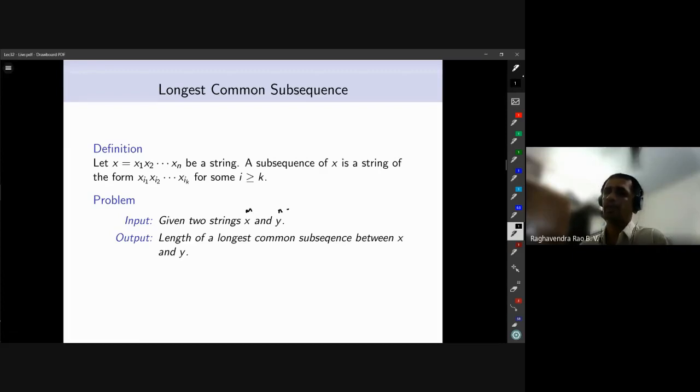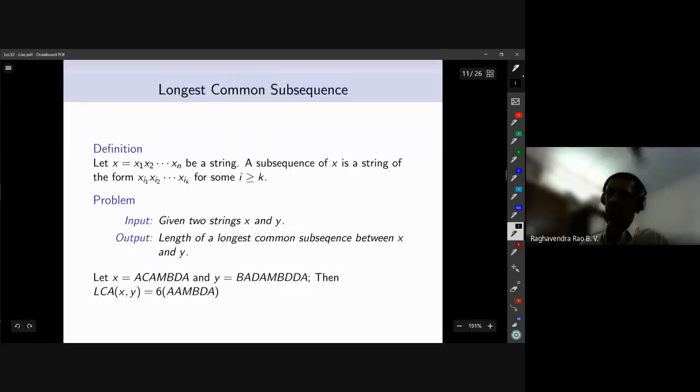Problems like this are very common in, for example, bioinformatics, where these strings represent DNA sequences. When you compare two DNA sequences, you might want to look at subsequences which match. That is one of the subroutines for comparing DNAs. So it's a very naturally occurring problem. I'll just demonstrate with an example.